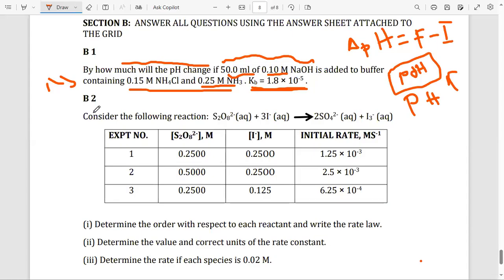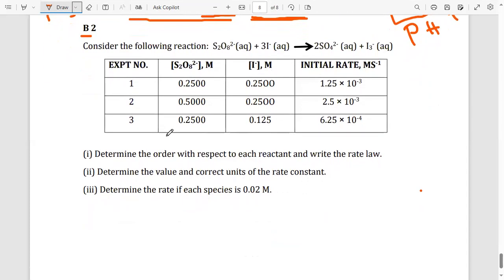Okay, so now let's look at question B2. This question is on chemical kinetics. We have been given, consider the reaction, this one here, and we've been given this table with some values for these reactants.